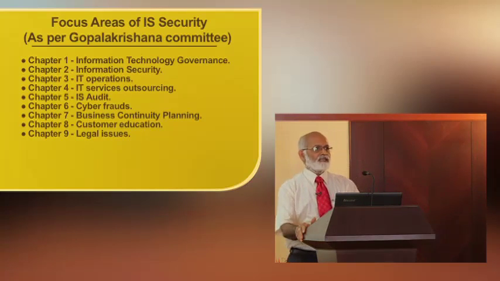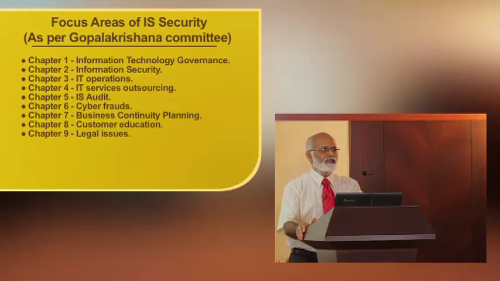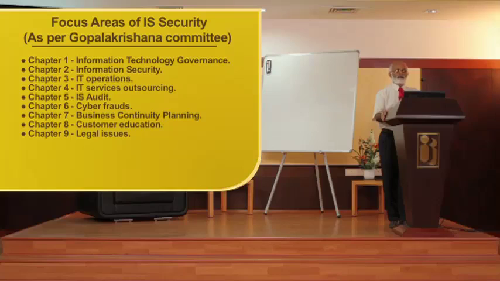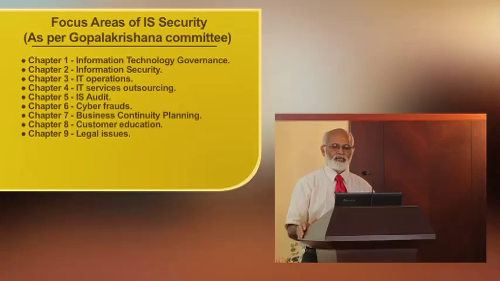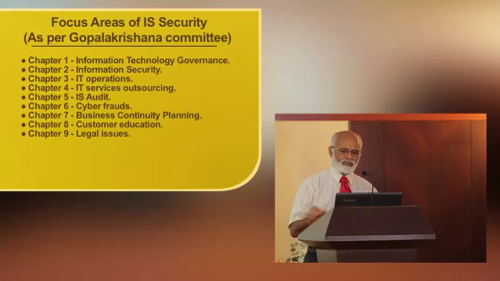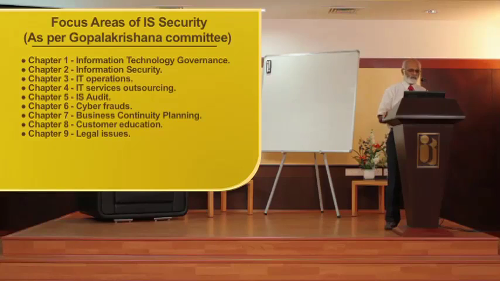Chapter 5, IS audit. Chapter 6, cyber frauds. Chapter 7, business continuity planning. Chapter 8, customer education. When you say customer education, awareness is also part of that. Chapter 9, legal issues. All these recommendations have been built into these 9 chapters, and RBI accepted these recommendations in April 2010, and all banks are obliged to adhere to these guidelines strictly.